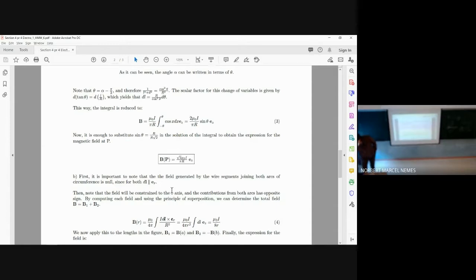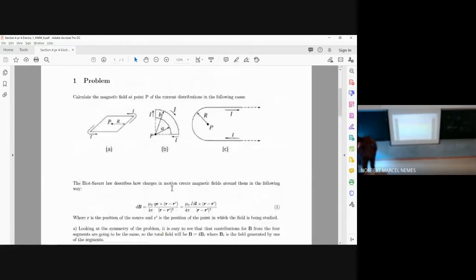The second problem is about this loop. When we look at this loop, which consists of two quarter circles and two line segments, is to realize that the two straight line segments will not contribute because the vector product will vanish, since the current is parallel to the observation direction. So all we have to deal with are the circular segments.